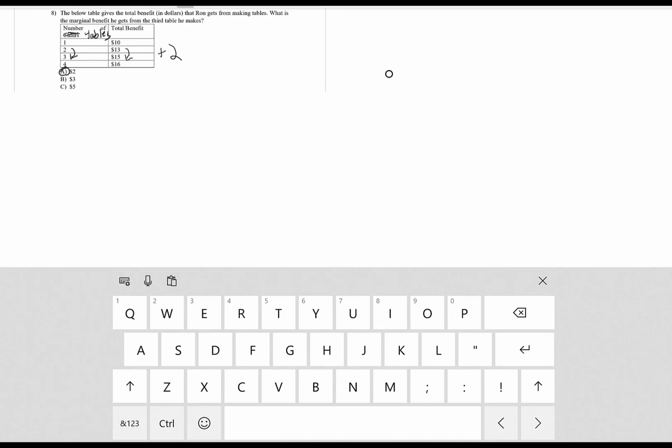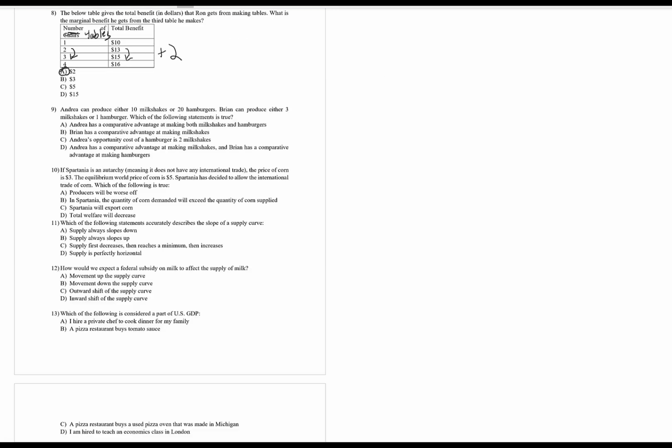Number 9, Andrea can produce 10 milkshakes or 2 hamburgers. Brian can produce 3 or 1. Which of the following statements is true? So let's look at this. Andrea, milkshake, hamburger. Brian, milkshake, hamburger. One option for Andrea, she can make 10 milkshakes and 0 hamburgers, or she can make 0 milkshakes and 2 hamburgers. Brian could make 3 milkshakes and no hamburgers, or no milkshakes and 1 hamburger.